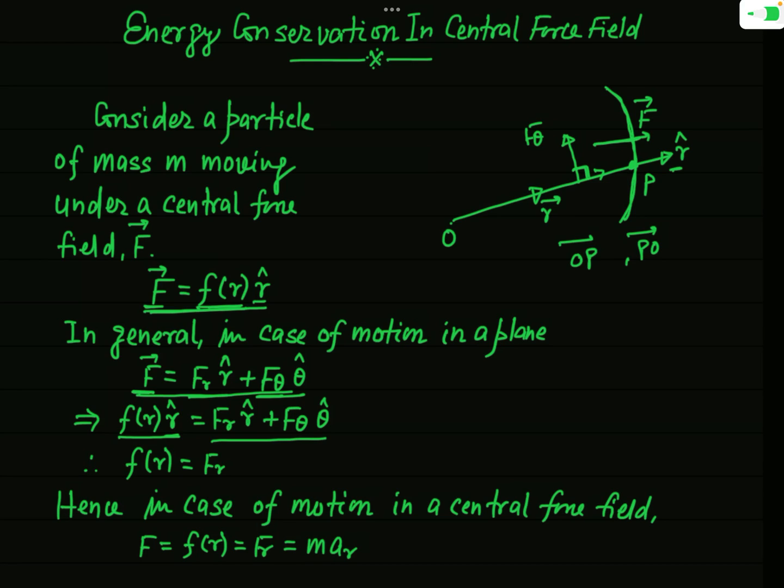Now you can see that if two vectors are equal, the corresponding components are equal. So the radial component Fr of this force will be simply equal to Fr. And what will be F theta? F theta will be equal to 0, because in the LHS there is no component corresponding to theta hat. So in case of central force, the force is completely on the radial line and its transverse component is 0. So the magnitude of central force F is completely equal to its radial component Fr.